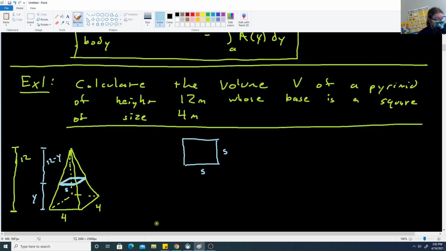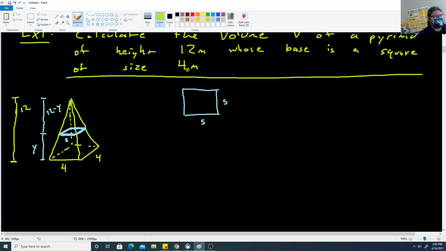So what we're going to do next is use the side view of this thing here to, well, basically, try to generate our area function. So let's do that first. We know the area of these squares, A(y), is going to equal s squared, because s is the side. We need this in terms of y, not s. So I need to know what s is in terms of y.